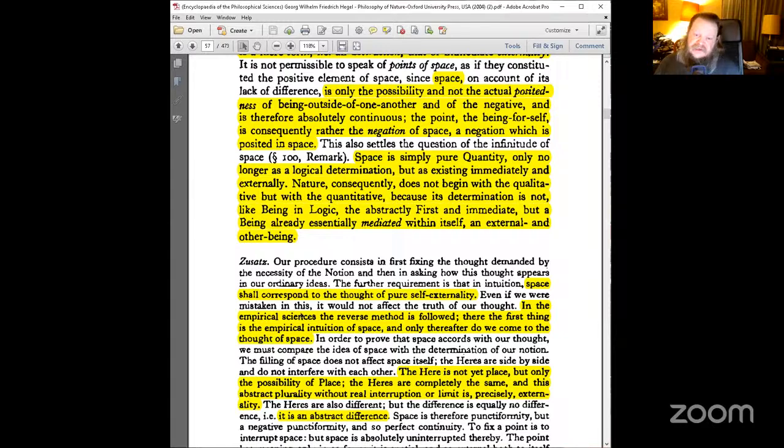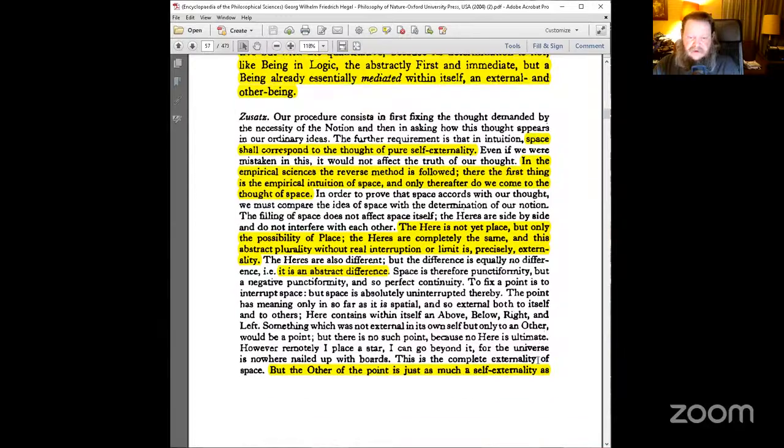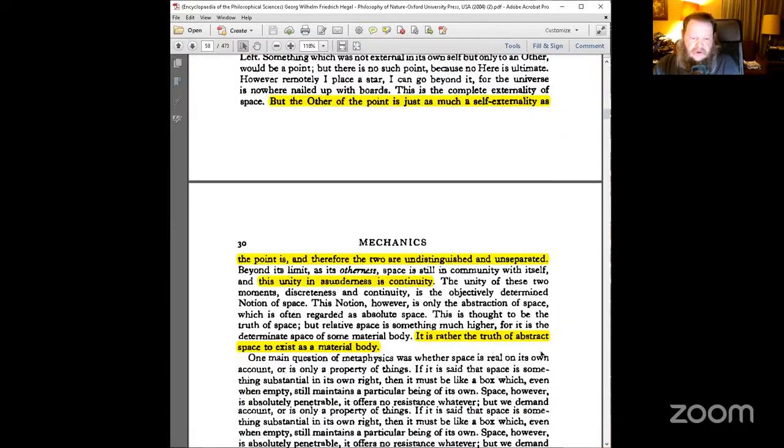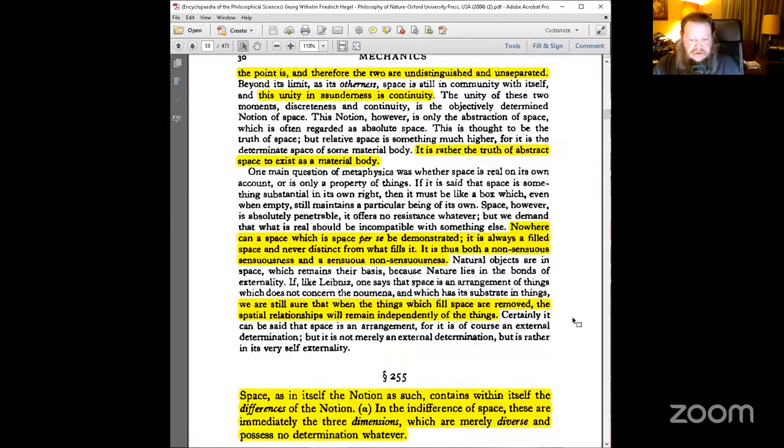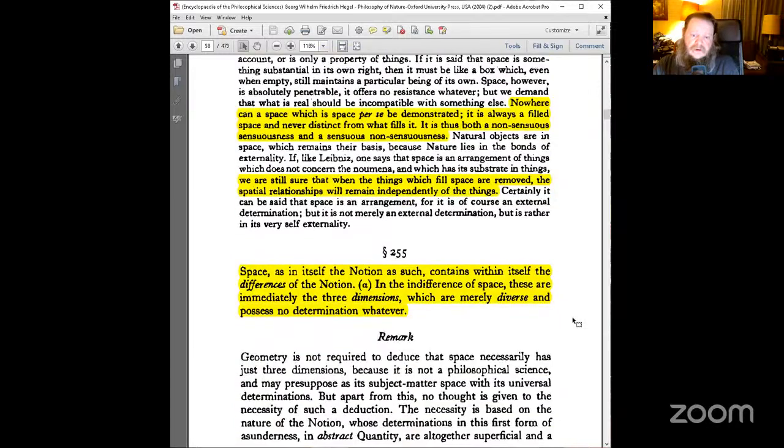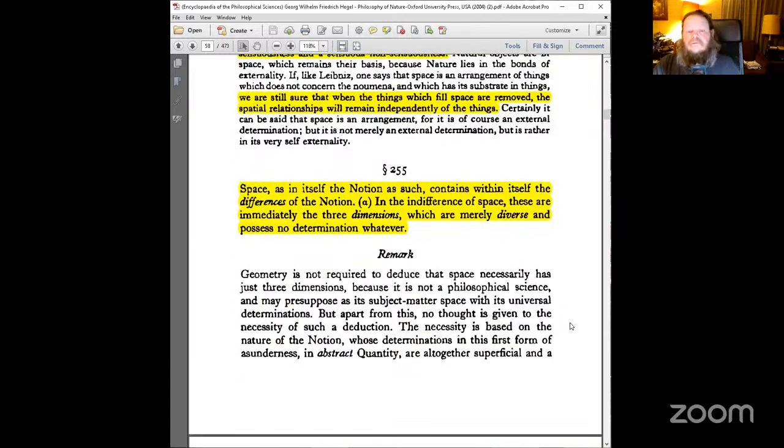Okay. And what it turns out this difference within space is, is the three dimensions. And the three dimensions he maps out in the book. Let's see here. Yeah, 255. He says, "Space as in itself, the notion as such, contains within itself the differences of the notion. In the indifference of space, these are immediately the three dimensions which are merely diverse and possess no determination whatever."